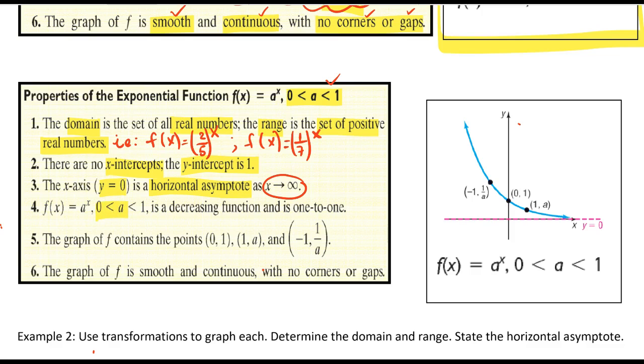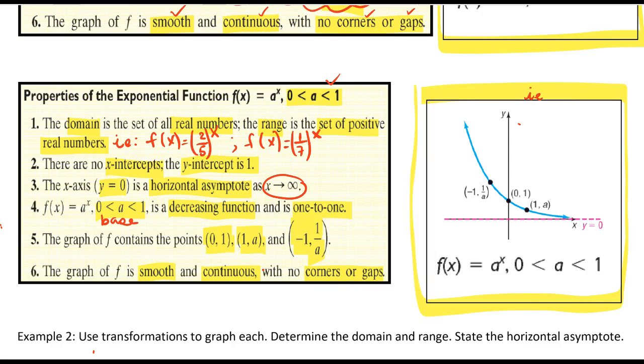Now, remember a is your base, okay? I want you to remember this. Your base is positive, but less than 1. It's a decreasing function, but it's still 1-to-1, okay? You're still going to have your 3 points. These 3 points are exactly the same as before. And property number 6 is still smooth and continuous with no corners or gaps, okay? So let's look at this example over here. This is an example of a decreasing function, and it's telling me that I need to have a base that's less than 1, but it's still positive.